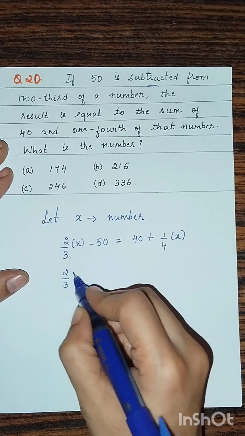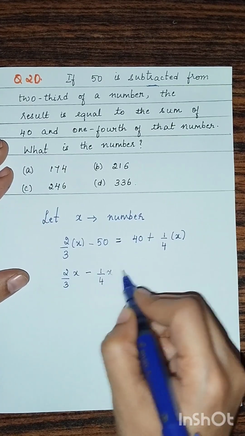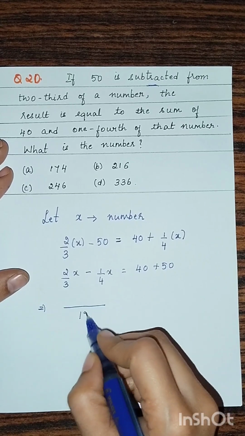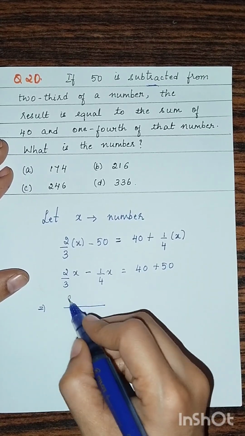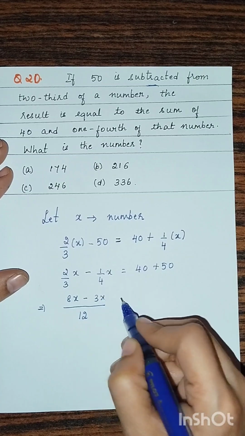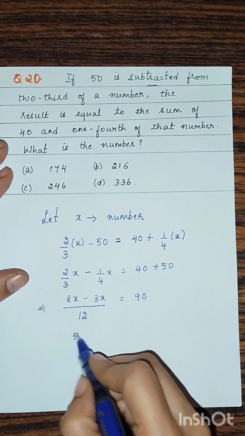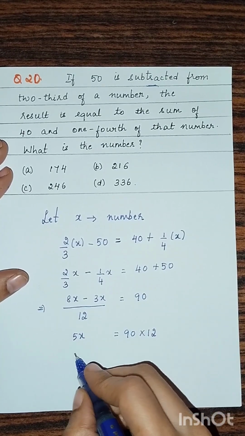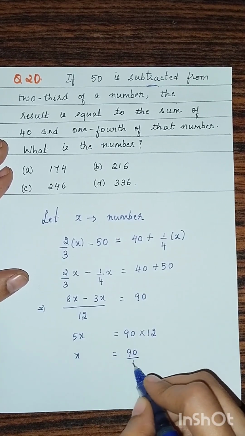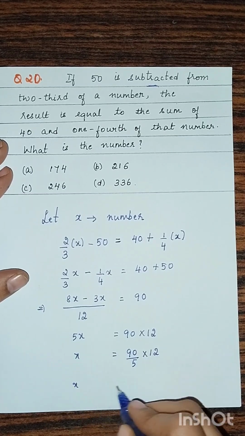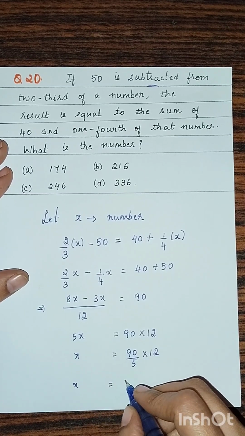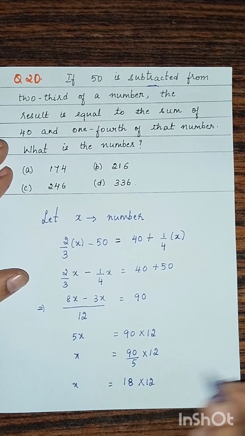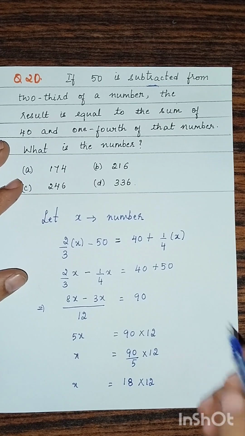So 2/3 of x minus 1/4 of x is equal to 40 plus 50. Let us take the LCM 12. So if you take LCM, here you will get 8x minus 3x is equal to 90. So 5x is equal to 90 times 12. So x is equal to 90 by 5 into 12. So the value of x will be 5 times 1 and 8 into 12. So how we can simplify x is equal to 18 into 12?